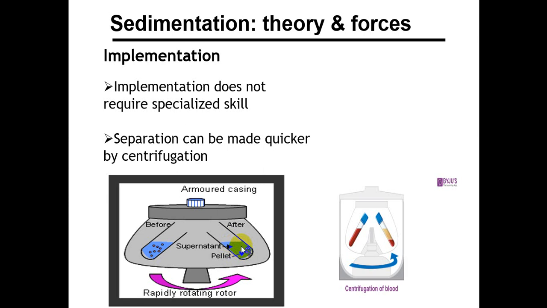So you can also see that when you are separating the components of blood, the tube contains the whole blood. Then after spinning for about 15 minutes, you can see a clear liquid. This one is called the plasma. Then the red blood cells are here. We call them the packed cells.